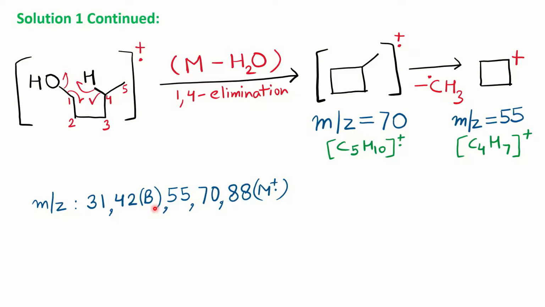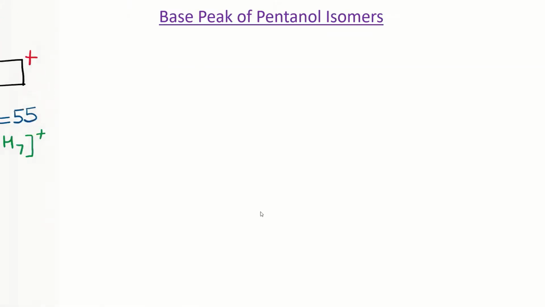B, we have written, that is the base peak, the most intense peak. The 55 peak will be there, 70 and 88. The 88 peak will be very negligible, or you might not be able to see it in the mass spectrum. Okay, so this is the molecular ion peak. They may ask this type of question also, that justify all these peaks in the mass spectrum of 1-pentanol. So that's why we have done all the possible fragmentation of 1-pentanol here. Okay, so this was the solution.